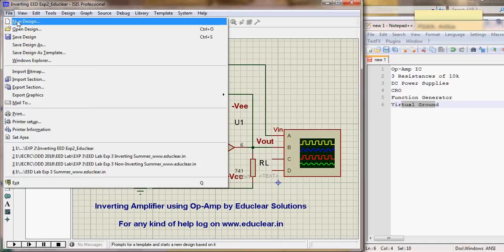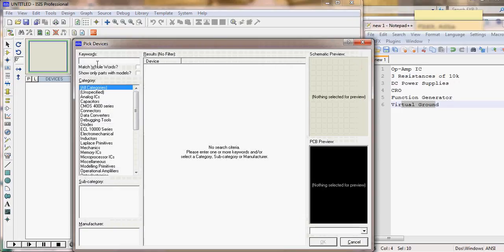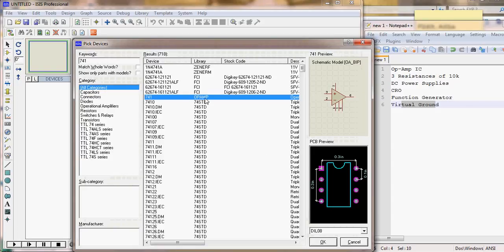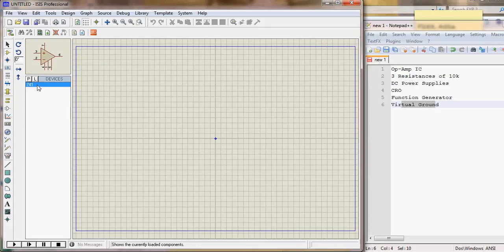We will open a new design, default. Now we need to import all these components and then we will arrange all of these as our circuit diagram. Op-amp IC, you can see this just below the arrow sign there is a symbol of IC. Click on that. Search here 741. You will get the 741 IC in your list.